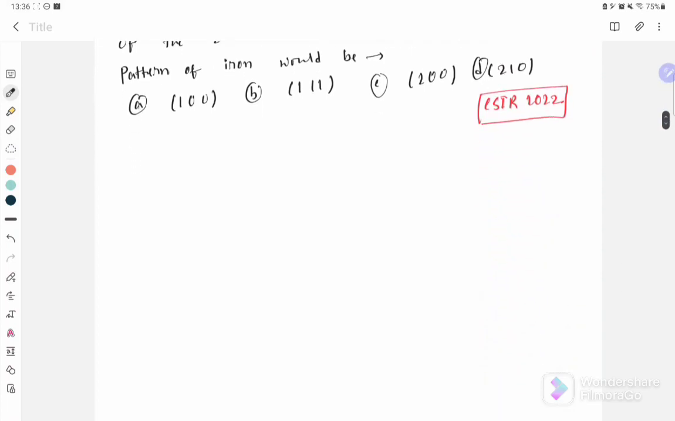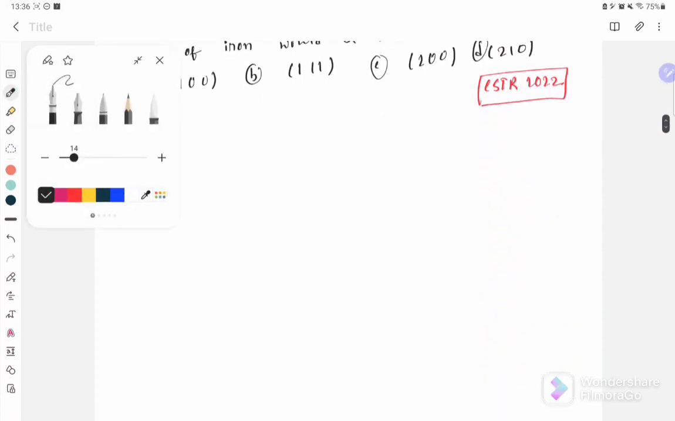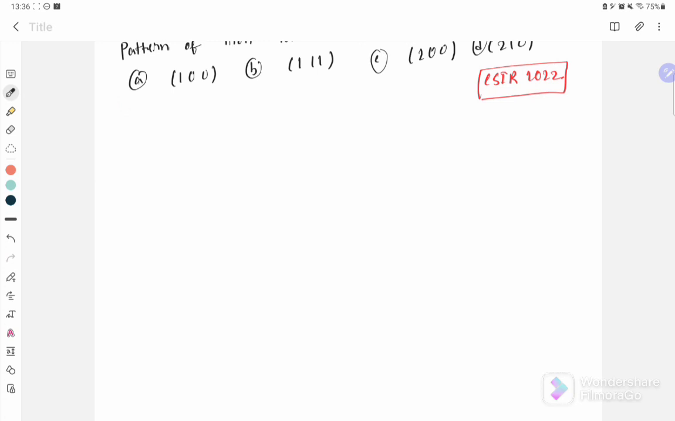So at first we have to know the conditions, or the selection rules, for the lattice systems. So we'll write lattice here, and the second is reflection allowed for.